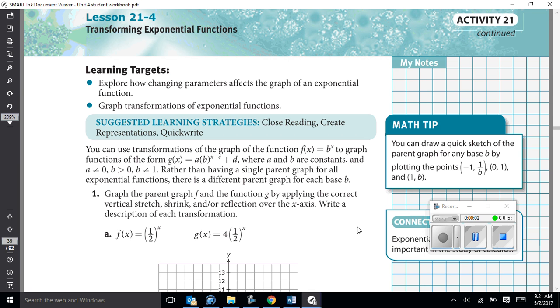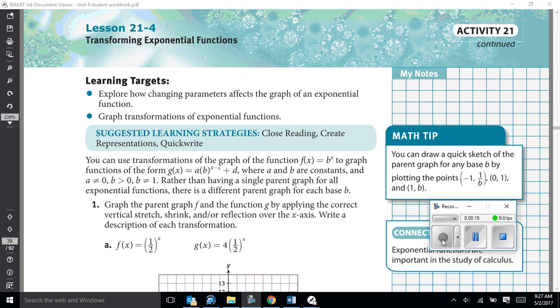No. All right, so we are going to do 21.4, which is transforming exponential functions. So the last few days we've looked at, actually I think we have to check our homework, don't we? All right, so looking at the next section.